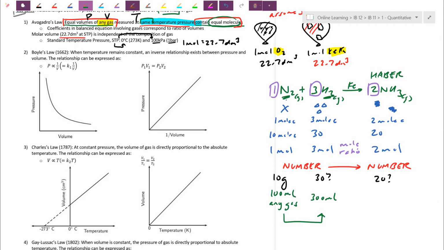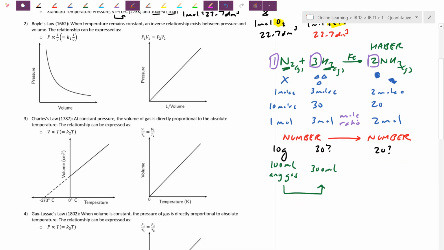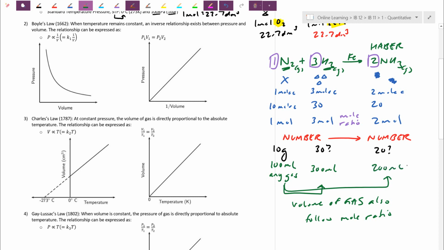So if the temperature and pressure are the same, again, it doesn't necessarily have to be STP, I can just make a note here. The volume of gas, and I'm going to emphasize it's only gas, don't do this for liquids, don't do this for solids, also follows this mole ratio. It also follows the coefficients in your balancing number. So 100 mils of N2 would need 300 mils of H2, and this would predict 200 mils of NH3. That just adds one extra nice link, an extra conversion. If it is a gas, as long as temperature and pressure are not altered over the course of the reaction, we can do that prediction.